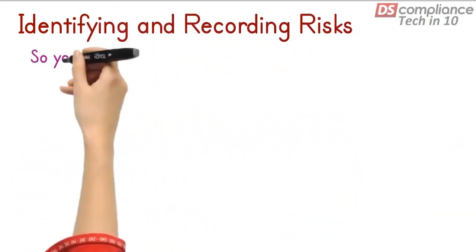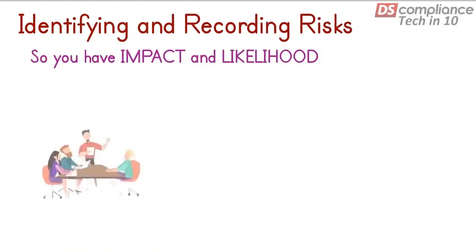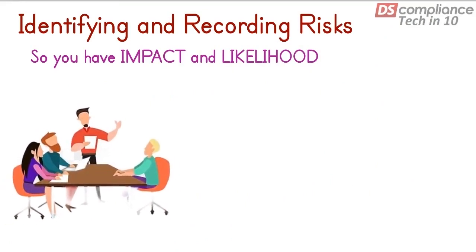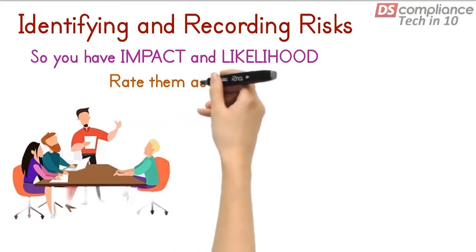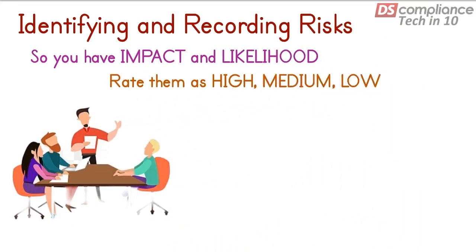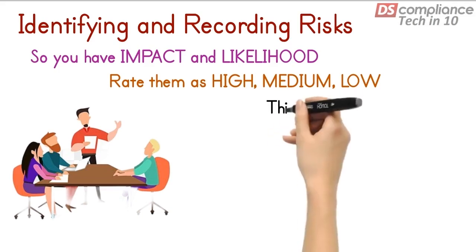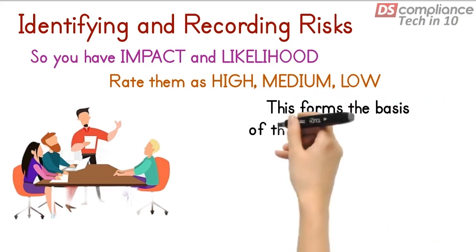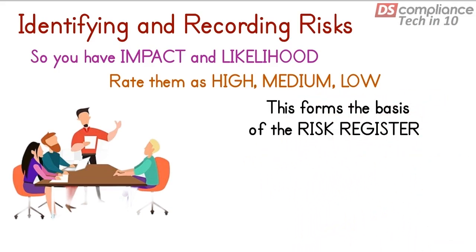So you now have impact and likelihood for each of your identified risks. Next, you want to assign the perceived level of risk for each of those, and the easiest is to use a simple high, medium, or low. So you will have impact, high, medium, or low, and likelihood, high, medium, or low. This forms the basis of what is called a risk register, where you record all your identified risks.